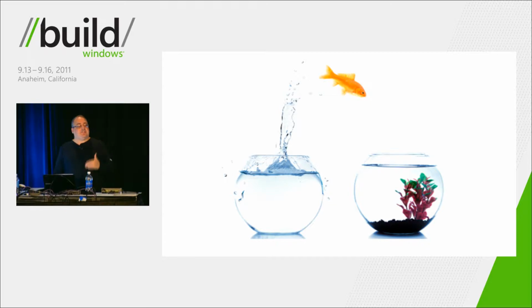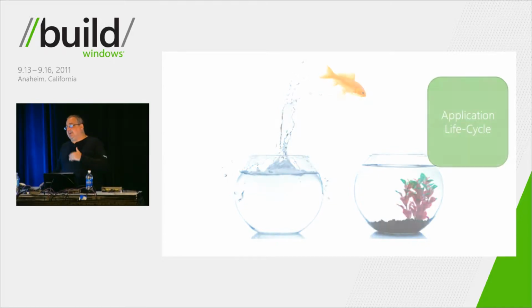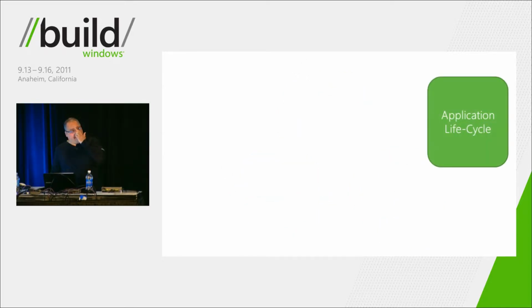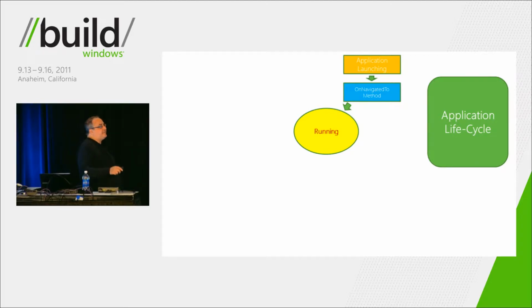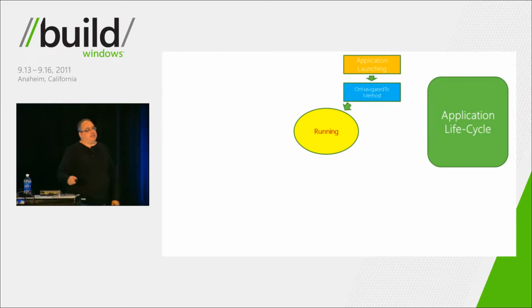In order to understand how to implement that, we need to take just a couple minutes and talk about the various states that your application might enter, what we call the application lifecycle. When your application begins, an event called application launching is fired. The first page in your phone application comes up, and its onNavigated-to method is invoked. At the conclusion of that method, your application is running. There are a number of ways that you might leave that application.